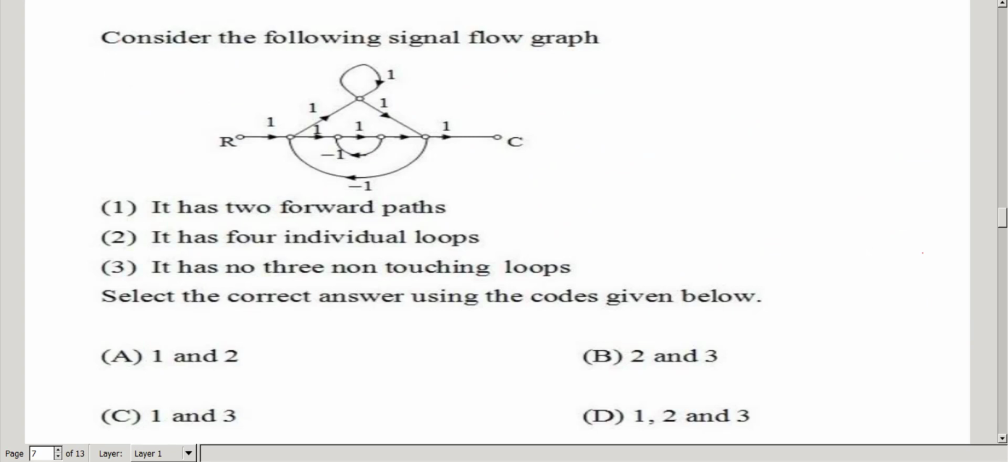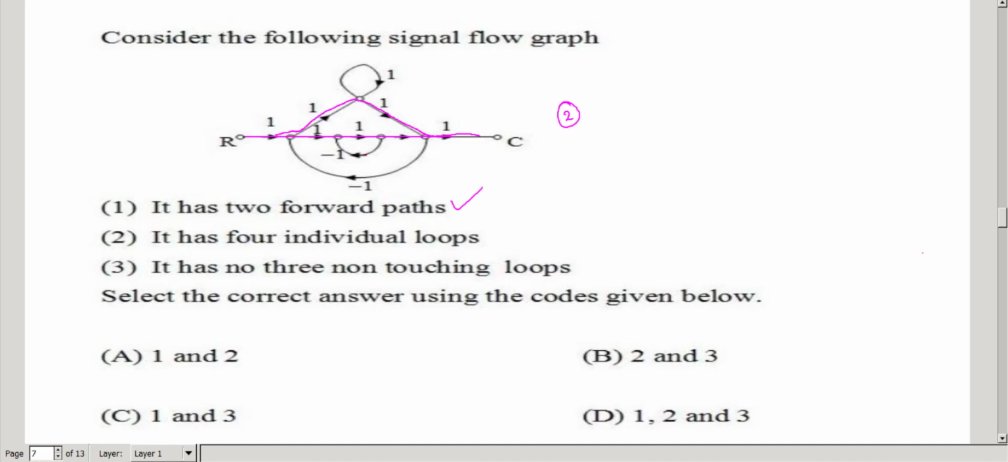Let's see the next question here. He asked how many forward paths, how many individual loops, and how many non-touching loops. So see here, how many forward paths? This is one forward path, and this is another forward path. Two forward paths. It has two forward paths, right?